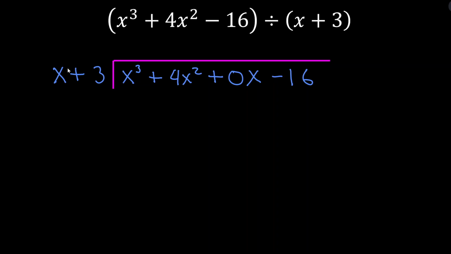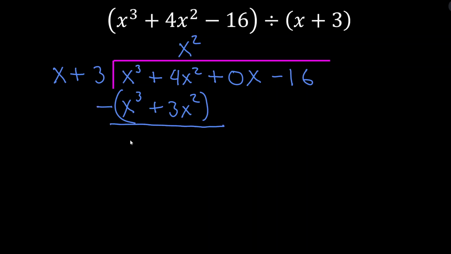So we start the same way we always start. What do I multiply x by to get x cubed? And that's just x squared. So let's write it here above in the x squared column. And x squared times x is in fact x cubed, and x squared times 3 is 3x squared. So plus 3x squared, subtract, subtract. Awesome. So we can change the signs. That's minus x cubed, 0. That's 4x squared minus 3x squared, which just leaves us with x squared.